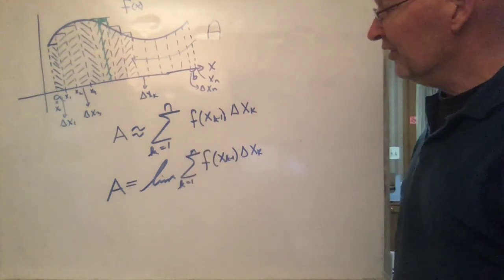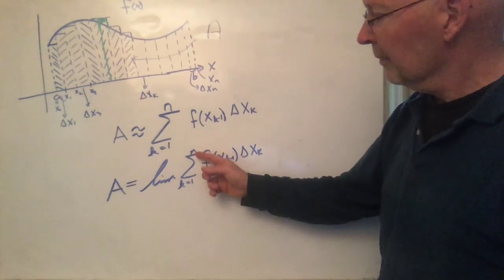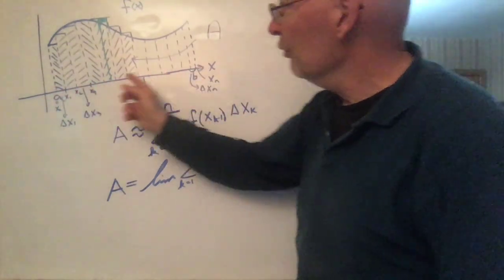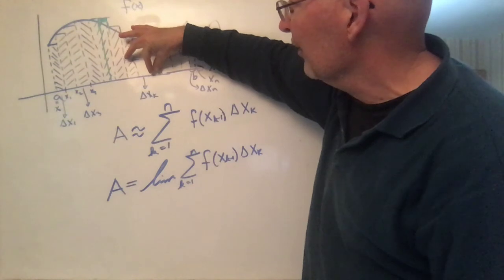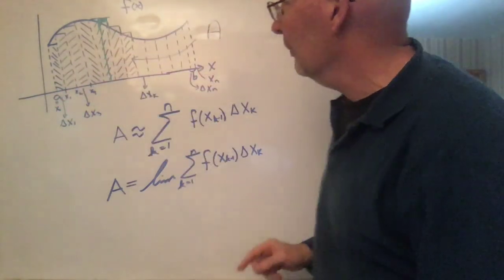Now, how should we say it? Is it the limit as n goes to infinity? That would work if they were all the same size. If they were all uniform, then as n went to infinity, they would all have to keep getting smaller and smaller. Recall, though, I said they didn't have to be the same size.